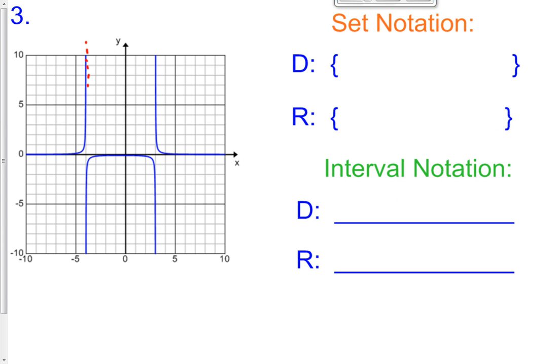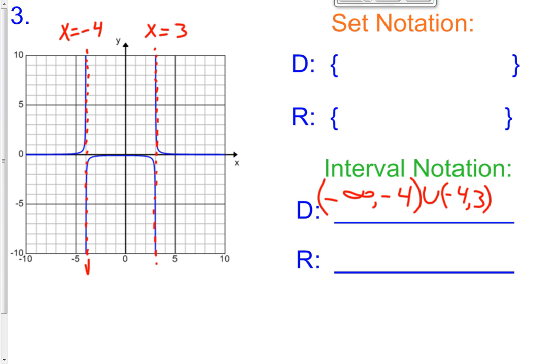There are 2 vertical asymptotes, aren't there? There's one right here, at the line x equals negative 4, and there's one right here at the line x equals positive 3. So for our domain, we're going to start at negative infinity. It goes as far right as our first asymptote, which is negative 4. We're going to have a union. It picks up again on the other side of negative 4, and then it goes as far right as positive 3. We're going to have another union, and then it picks up again at 3 and goes all the way to positive infinity.